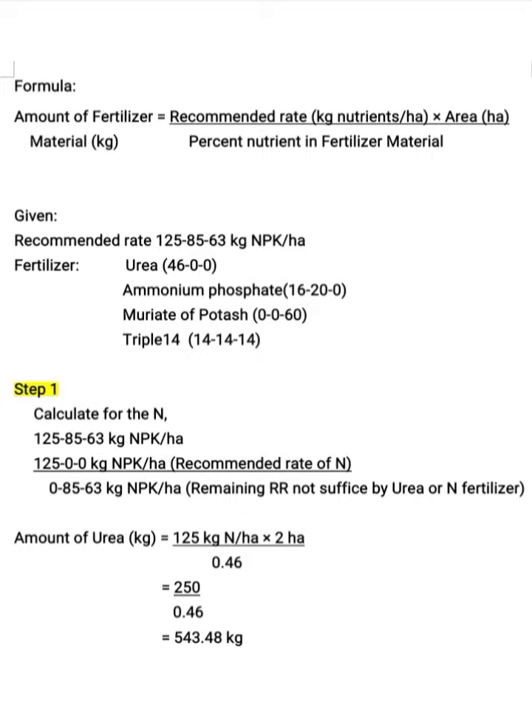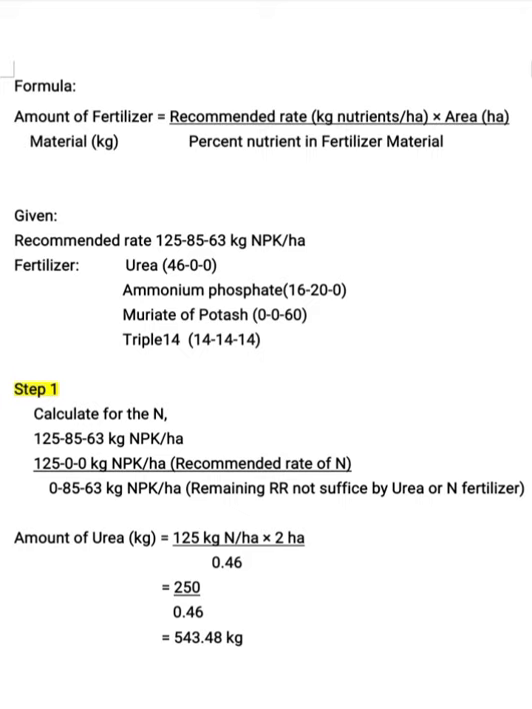I apply the urea as fertilizer, which contains 46% nitrogen. The other one I used is ammonium phosphate, which contains 20% phosphate. The other one I used is muriate of potash, which contains 60% potash. And lastly, the triple 14 contains 14% nitrogen. Now I calculate the fertilizer.